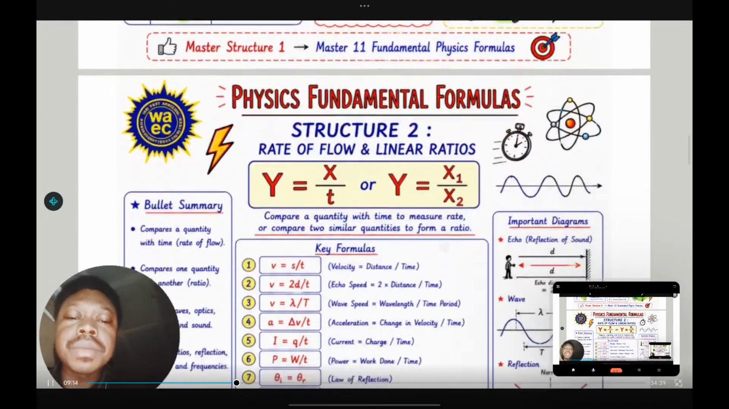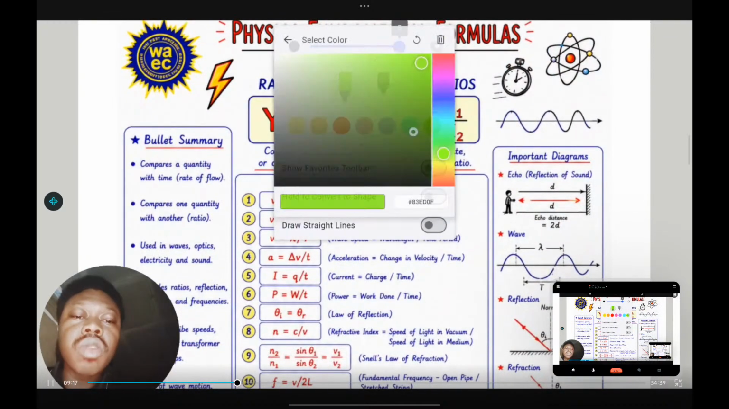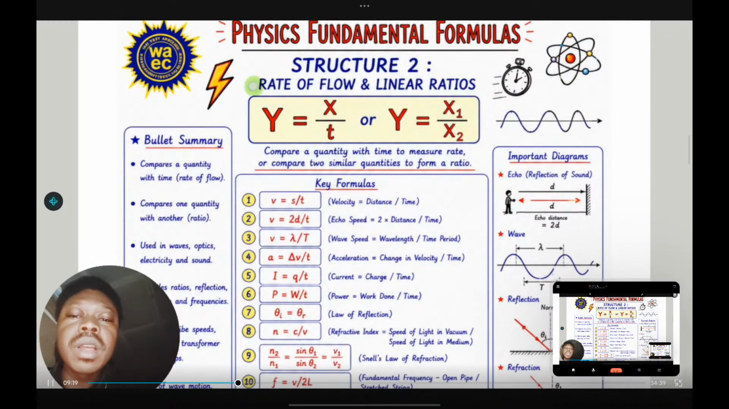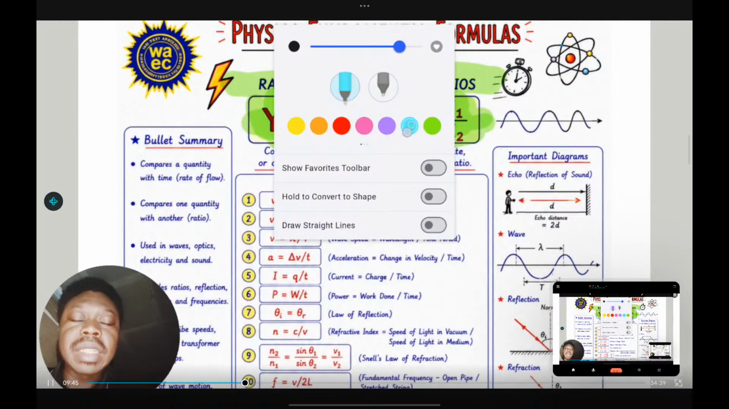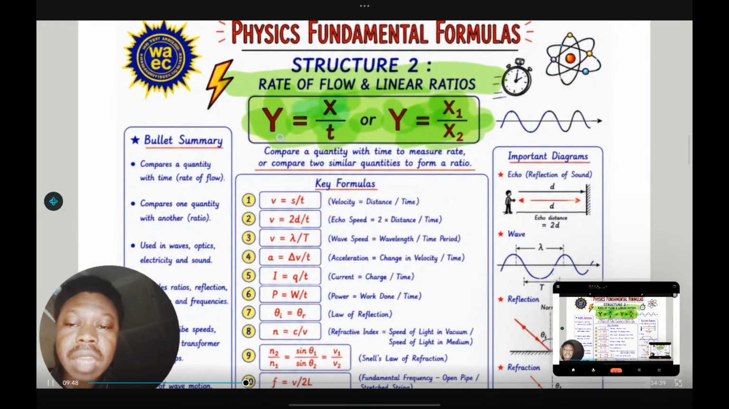Are we together? So let's go to the second structure now. The second structure is called rate of flow and linear ratios. This structure can come as y equals x over t, or y equals x1 over x2. Now observe something: all the formulas I'm going to list here will take this particular structure. And remember, I told you about 3, right? This is 1, this is 2, this is 3.